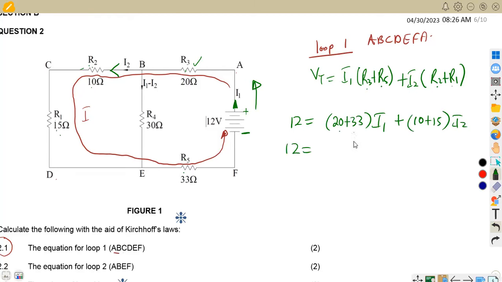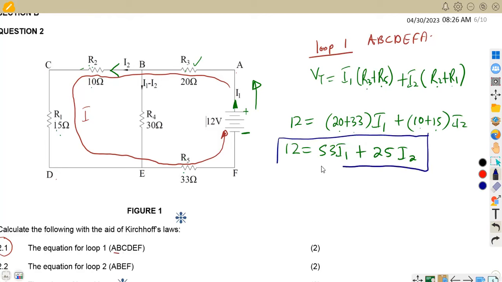All right, so 20 plus 33, we can add these together. This is going to give us 53, so that's 53 I1 plus 10 plus 15, which is 25, so 25 I2. So we can have this as an equation from our loop 1, which is the loop taken from A, B, C, D, E, F, back to the point A.